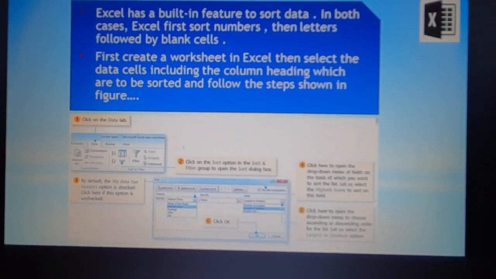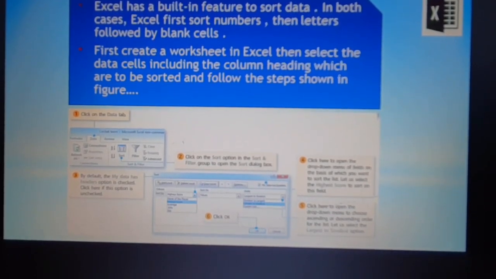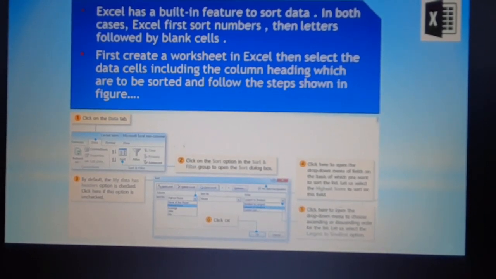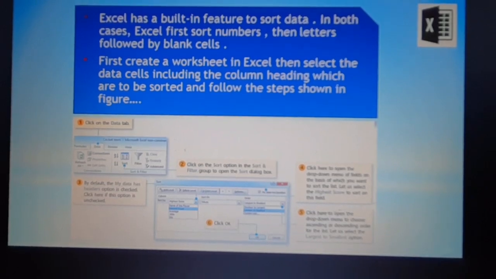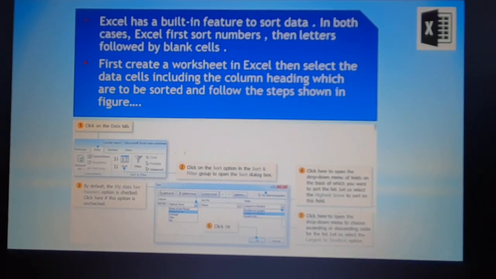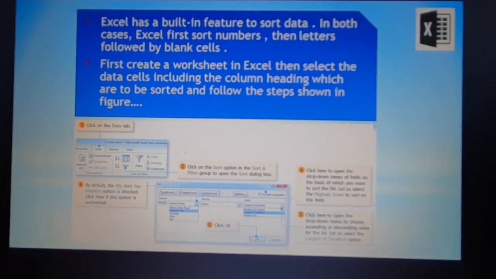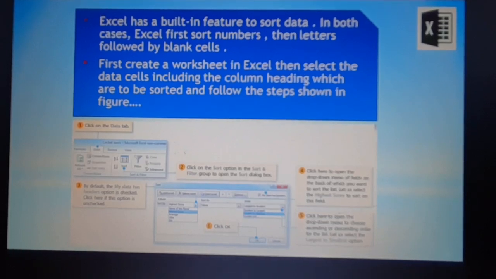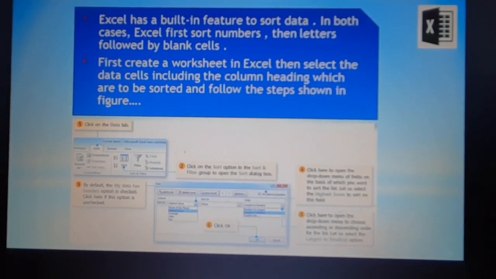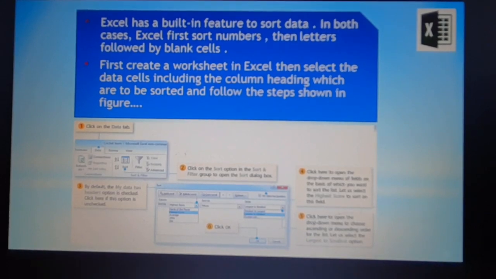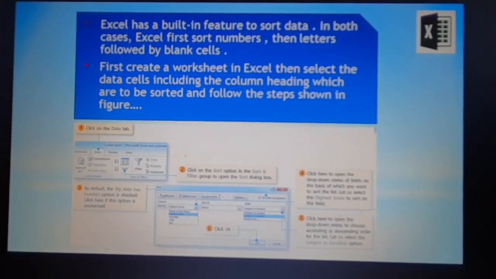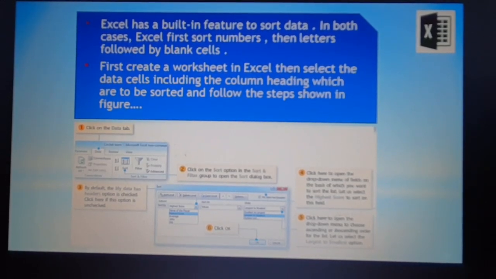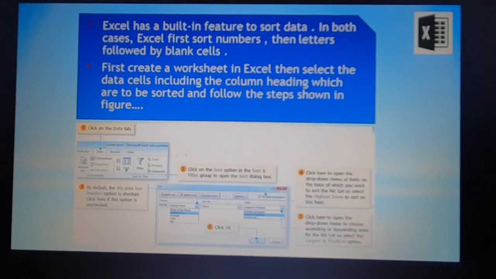Step 1. Click on the data tab. Step 2. Click on the sort option in the sort and filter group to open the sort dialog box. Step 3. By default, the My Data Has Headers option is checked. Click here if this option is unchecked. Step 4. Click on Sort by to open the drop-down menu of fields on the basis of which you want to sort the list. Let us select the highest score to sort on the field.